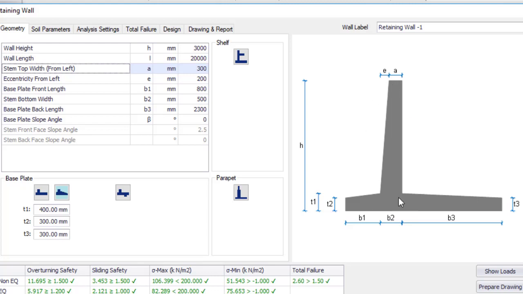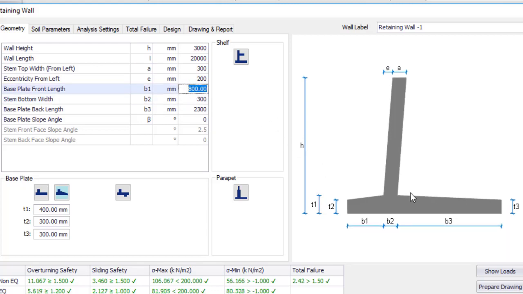Okay, so if you look at this diagram, you see that your A is thin at the top and then B2 is big, but I want to have the same thickness, so I'll make my A, which is the top, 300 and then the B2 300 as well, so they will have equal width. Okay, so you can see that.